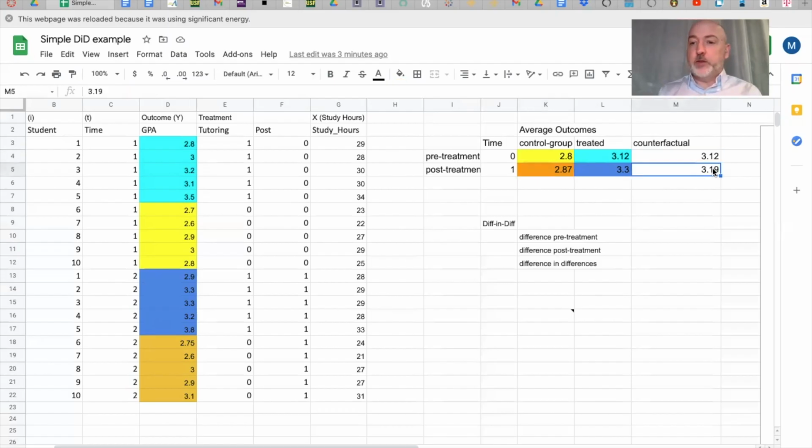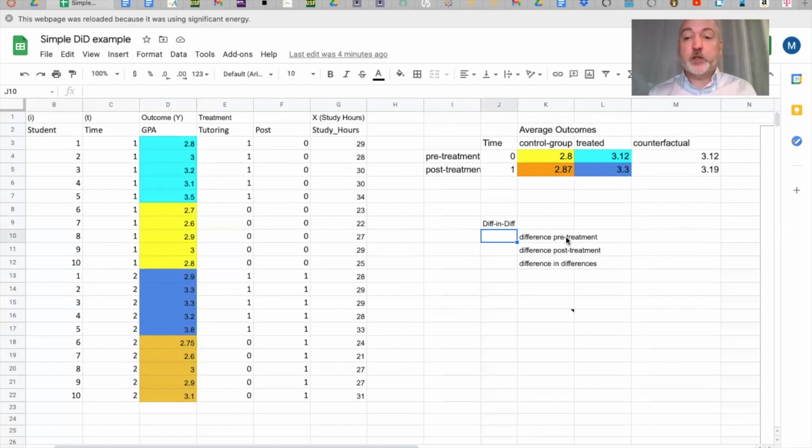So if the parallel trend holds, the counterfactual for the treatment group would be from 3.12 to 3.19. So keep that in mind. Now, with these 4 color-coded averages, again, we have everything we need to calculate the difference in difference. So let's do it piece by piece.